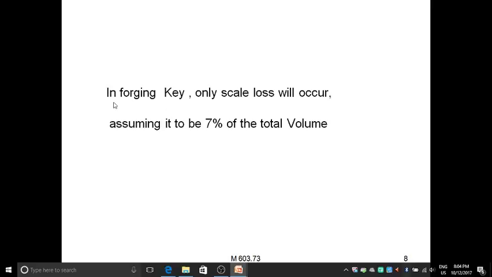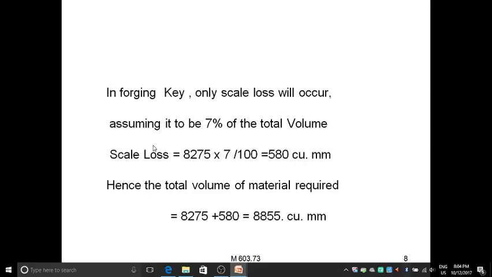So in forging a key, only scale losses will occur. You assume that only scale losses are considered. In this case, he is considering only the scale losses. So assume 7% of scale losses. So you multiply this with 0.07, and you will get the scale loss. You add this loss to the net volume.